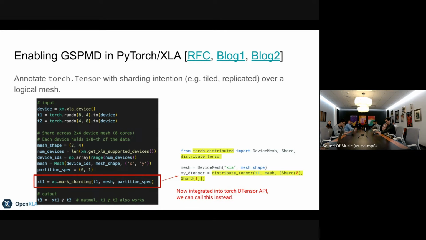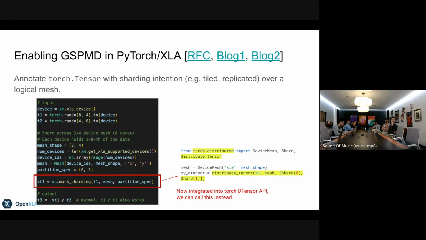Okay, so let's start with the introduction. In the previous PyTorch XLA release, we announced GSPMD integration into PyTorch XLA. To use GSPMD, you basically have to take some PyTorch tensors and annotate them with sharding specs based on your intention, using this mark sharding annotation API. In the example, we are defining two tensors, T1 and T2, and also a logical mesh shape, a 2x4 mesh. In the red box, we call the sharding annotation API to annotate the T1 tensor to be partitioned across the 2x4 logical mesh.